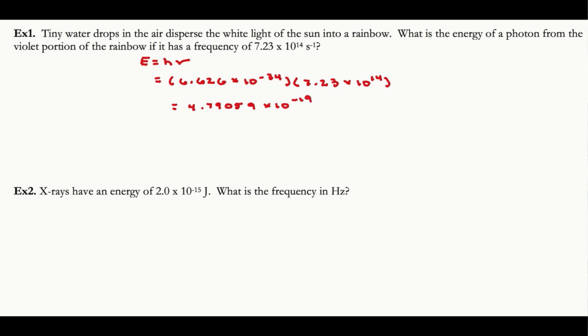Okay, I'm going to quickly round. So 6.626 has 1, 2, 3, 4 significant figures. 7.23 has 1, 2, 3. So I want my final answer to have 1, 2, 3 sig figs. So when I round this, I get 4.79 times 10 to the negative 19, and my units are joules. So I checked for sig figs. I checked for my units, and I'm good to go. Let's try the next one.